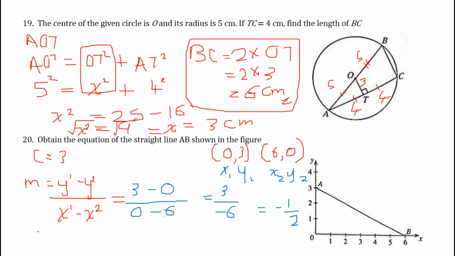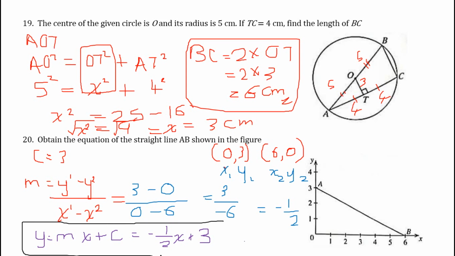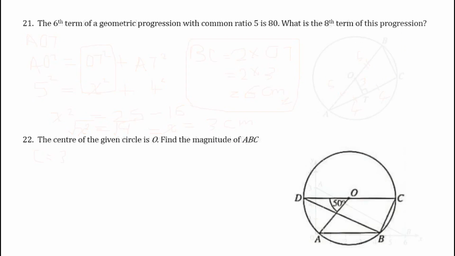So therefore the equation will be, let's put the equation first, y equals mx plus c. m is minus half, and x plus c. c is the intercept, that is 3. So this will be the equation that you need to find for this given graph. So with that, let's move on to the next set of questions.